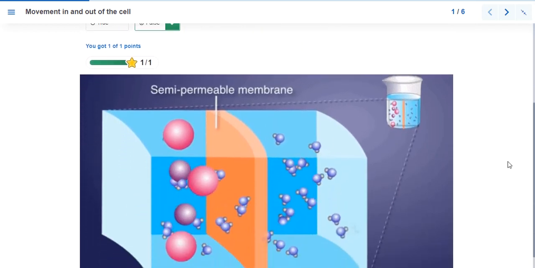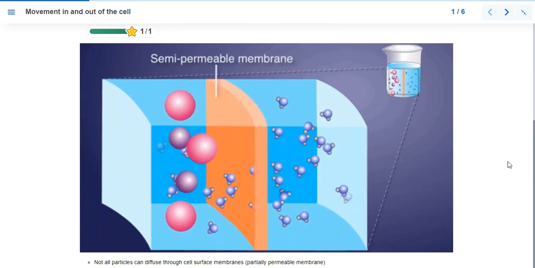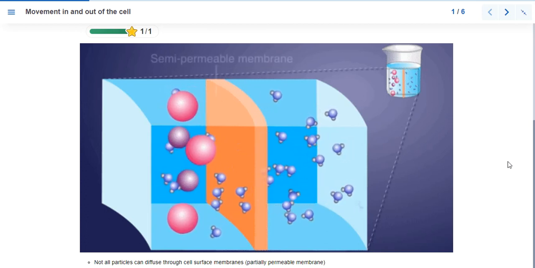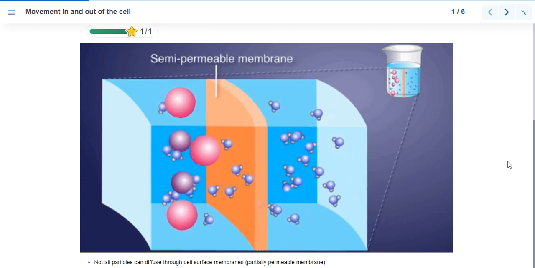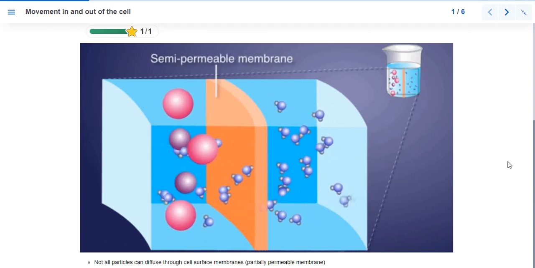We have a diagram showing us a membrane that allows the passage of glucose and water molecules, but it does not allow the passage of big protein molecules. This is showing that not all particles can diffuse through cell surface membranes.